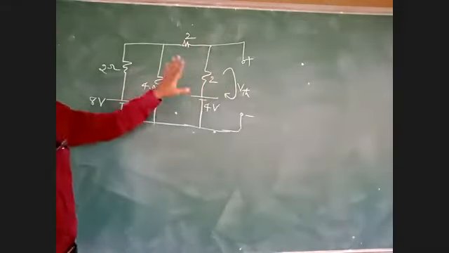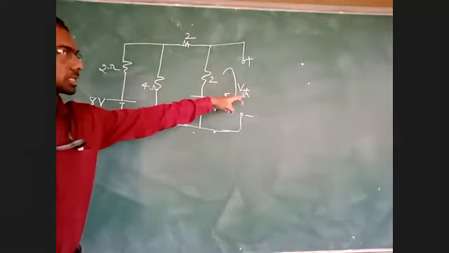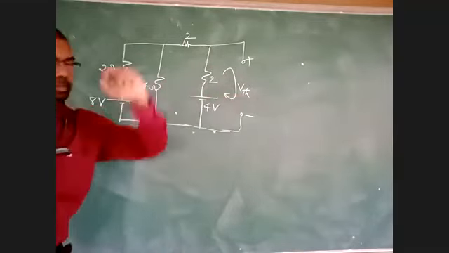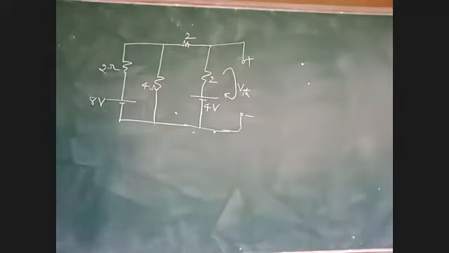Not in this loop and this loop. This reference direction is taken where the open circuit is. Remember this point carefully. We have to consider the reference direction only in the loop where VTH is, because VTH means there is an open circuit.